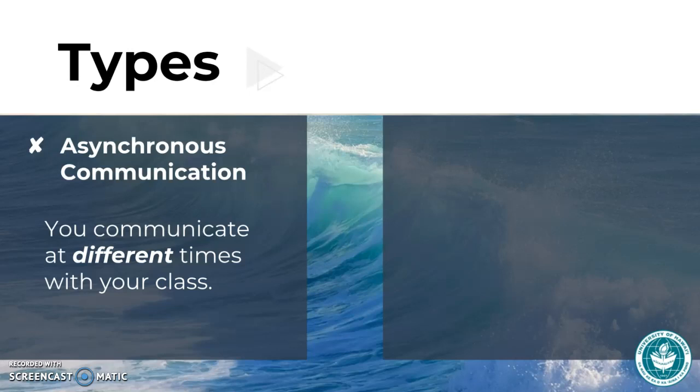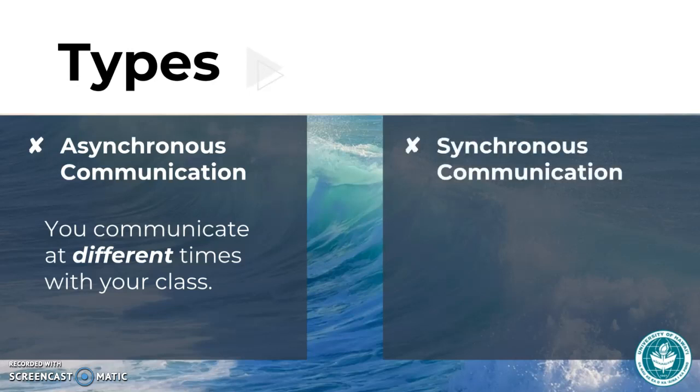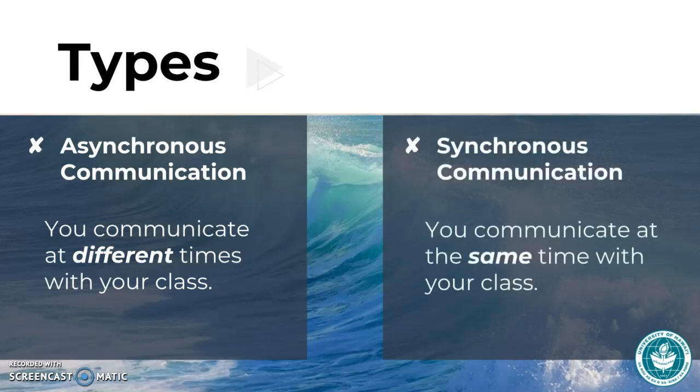The second type of communication in online classes is synchronous communication. This is when you, your classmates, and instructor participate and communicate at the same time. Think online chat, video and voice systems, and web-based video conferencing systems.